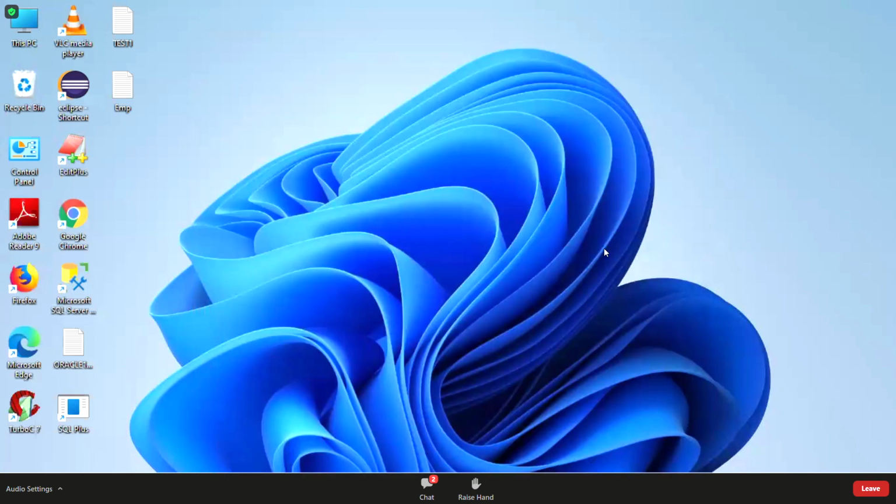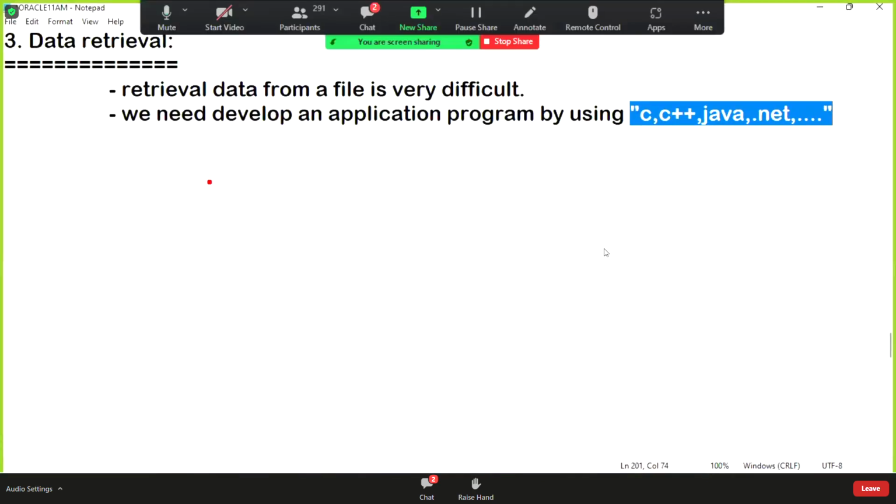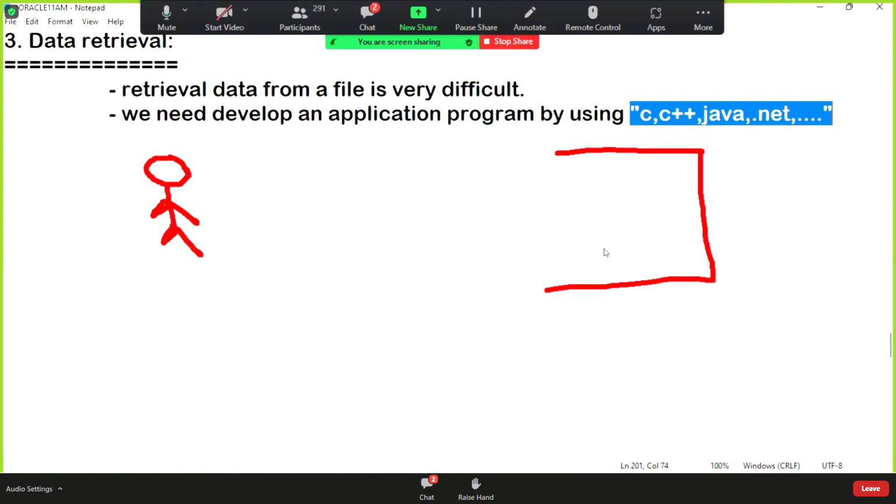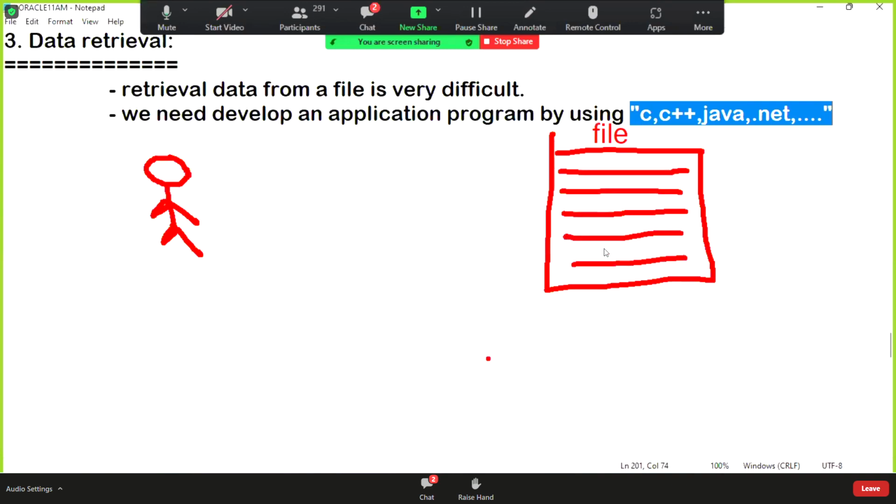For example, observe this diagram. Suppose this is a user, and he wants to read or retrieve data from a file. Suppose this is my file, and I was storing my data in it line by line. That's called sequential order. Whenever this user wants to read or retrieve data from the file, he can't directly read it.